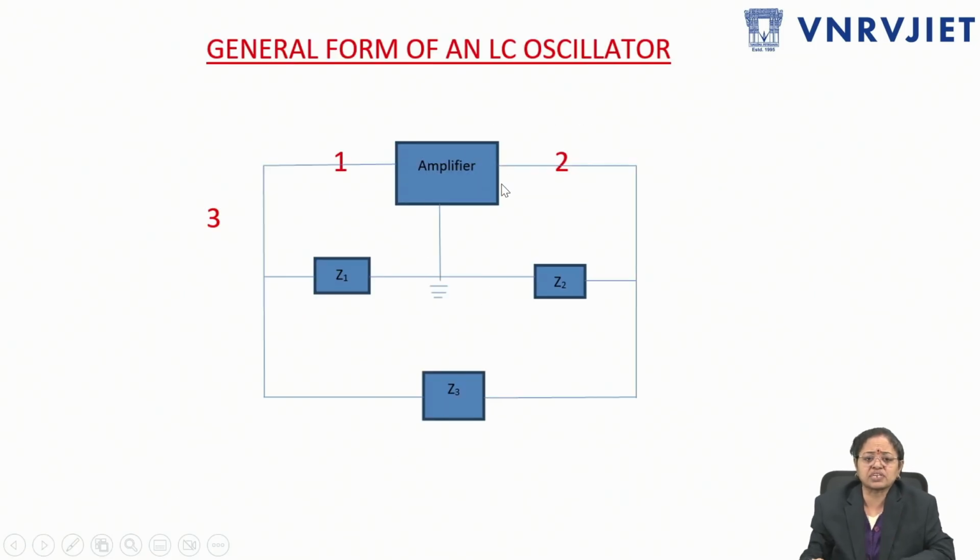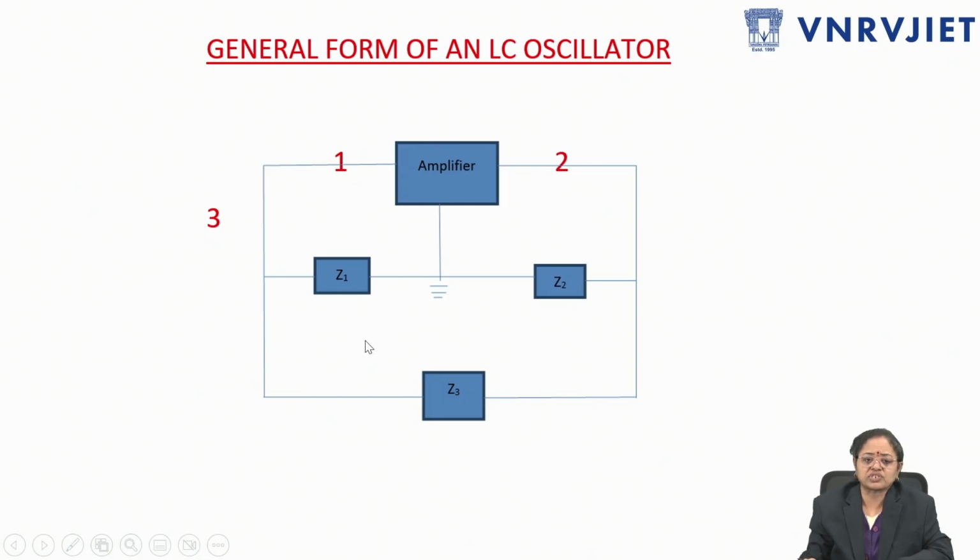As we have seen, the amplifier circuit has feedback, and we use positive feedback here. In the feedback network, you see terminal 2 is the output terminal and 1 is the input terminal. This output terminal, this is the feedback which constitutes the components. This is the general block diagram of an LC oscillator, depicted with Z1, Z2 and Z3.